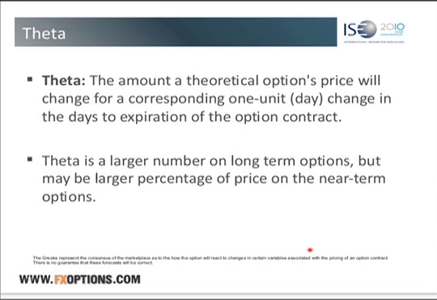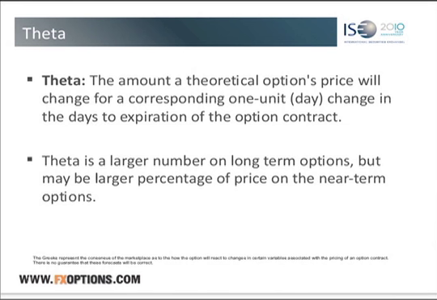Theta and gamma kind of go hand in hand with one another, but we need to define theta before we get there. Theta is the amount an option's theoretical price will change for a corresponding 1 unit or day, 1 day change in the days to expiration of the option. Theta is a larger number on long-term options, but maybe a larger percentage of price on the near-term options. Okay, so bottom line is options decay. As time goes by and you have time value in your option contract, it will decay.